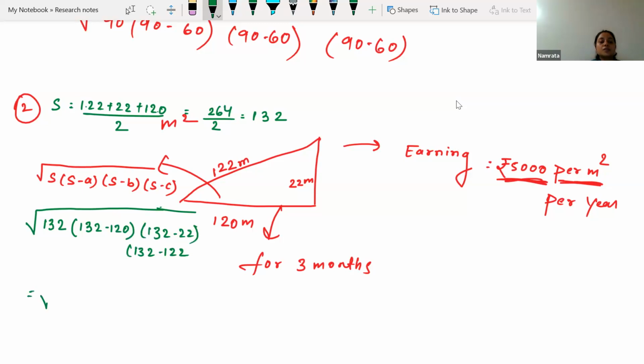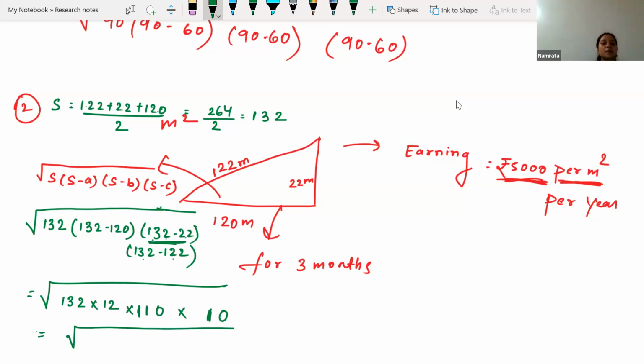If we do this, we have 132 times (132 minus 120), which is 12, times (132 minus 22), which is 110, times (132 minus 122), which is 10. Is it correct so far? Please check. Is it okay?